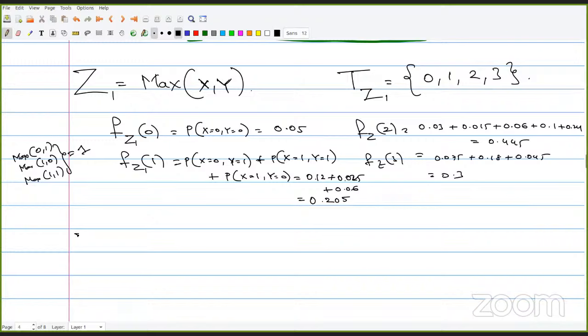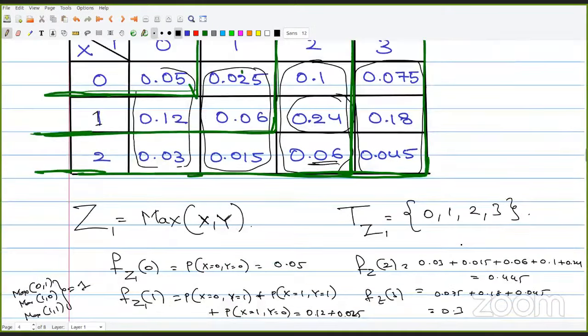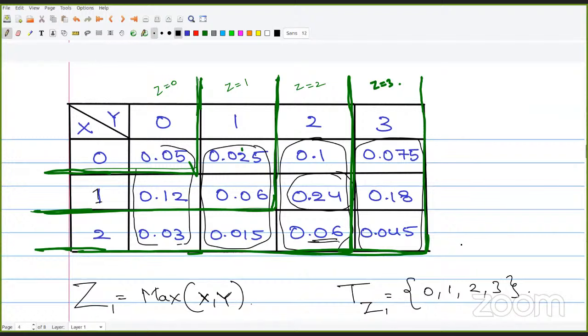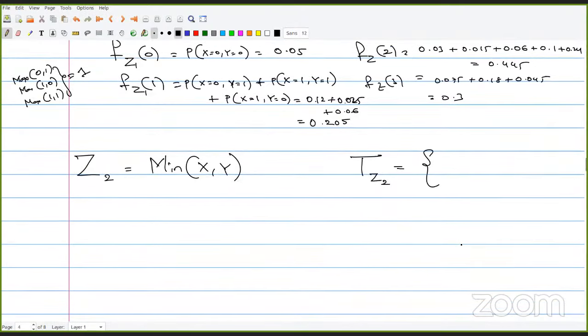Okay, now the same thing, another random variable Z2. This is min of x, y. Now what is the range of this random variable Z2? This is the table. 0, 1, 2. Correct. 0, 1, 2. Okay. So we have to compute only 3 values for the PMF: f of Z2 at 0, f of Z2 at 1, f of Z2 at 2.